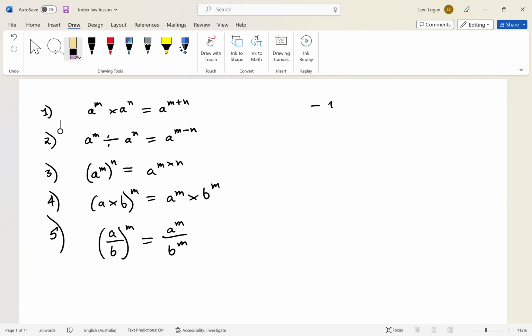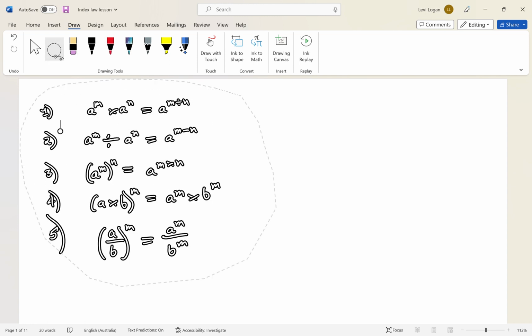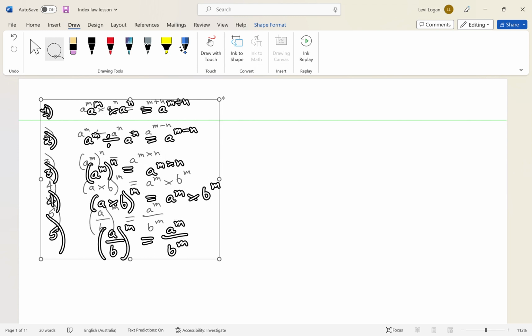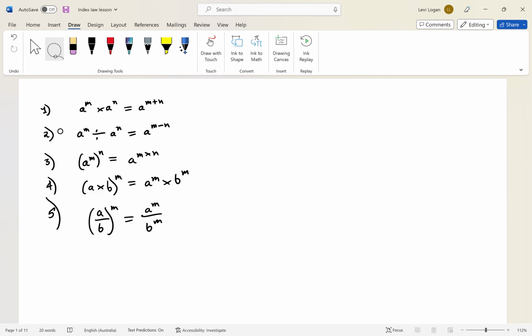So if you just follow these index laws here, you can basically solve most index problems. If you want to copy these down, and if you don't want to keep scrolling back in the video, copy them down on a bit of paper and just refer to them as we do these problems. Okay, let's move on.